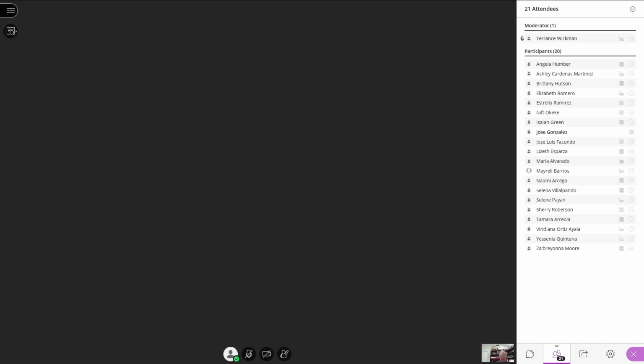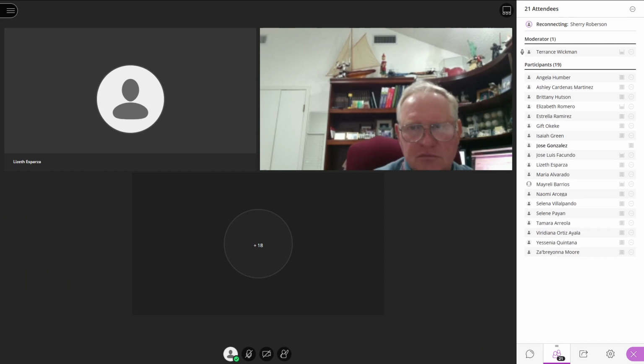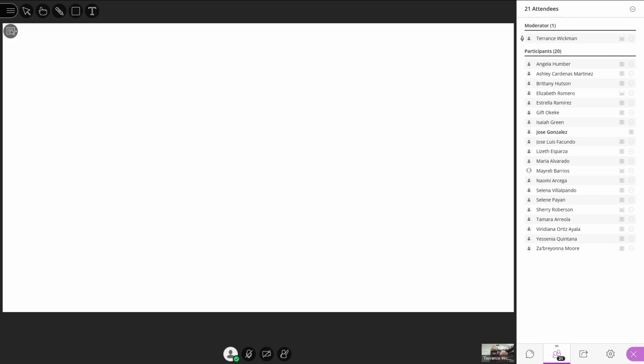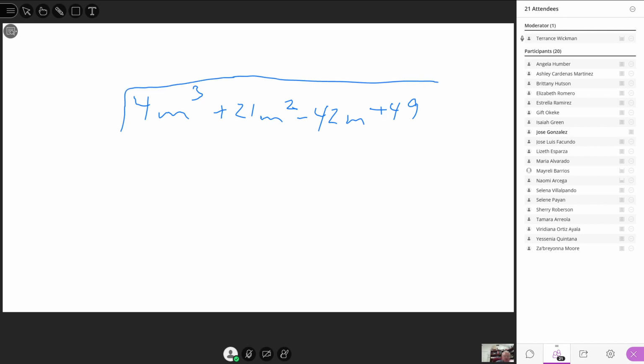13, long division. This is one of the ones I said you'd have. They give you 4m cubed. I don't like it like that. Let me start out a little lower to make it easier to see. 4m cubed, 21m squared, minus 42m, plus 49. We're going to divide all this by m plus 7. Now, what do you have to multiply m by to match this? It's 4m squared. That's all you want to do is match this, and you get 4m cubed.